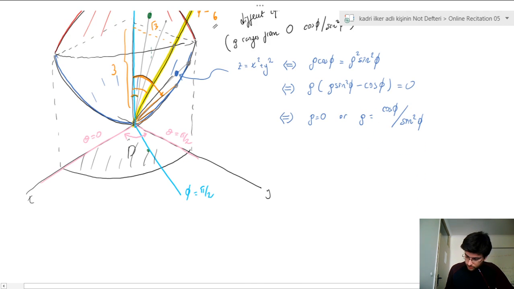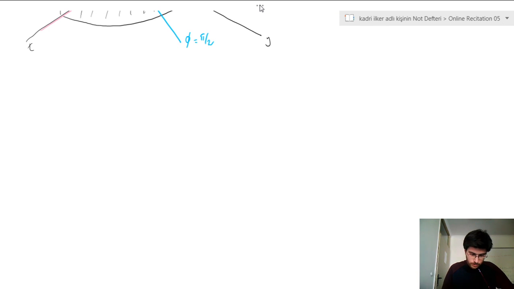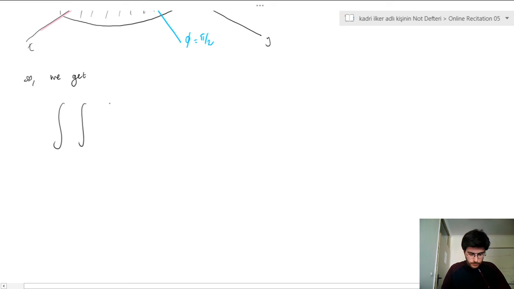Therefore, all ranges are clear now, so let me write down the final result. After this long analysis, we get the following observation. First part of the region, as I said, before this critical angle, we have something like this: rho, phi, theta, and we have rho square sine phi, d rho d phi d theta.